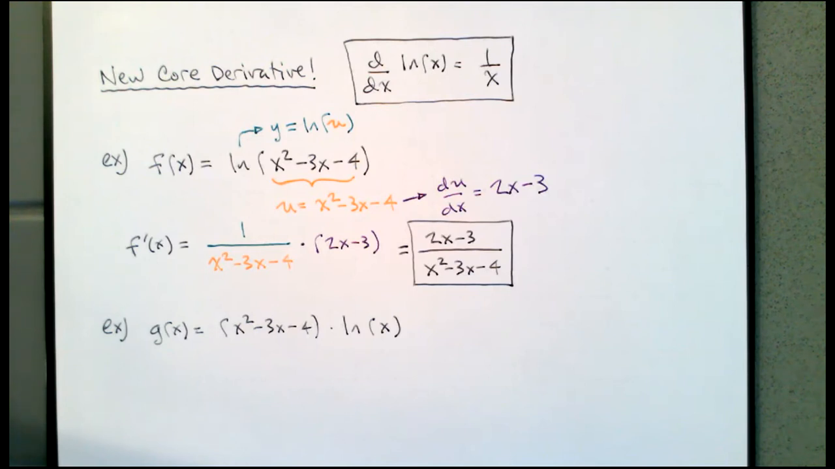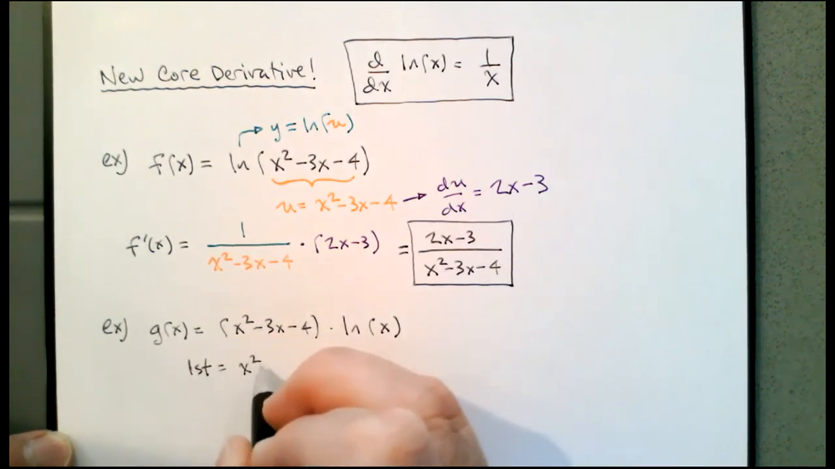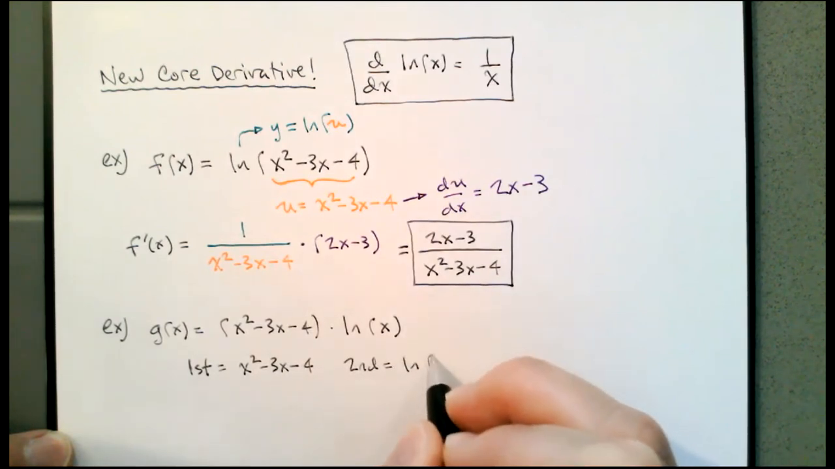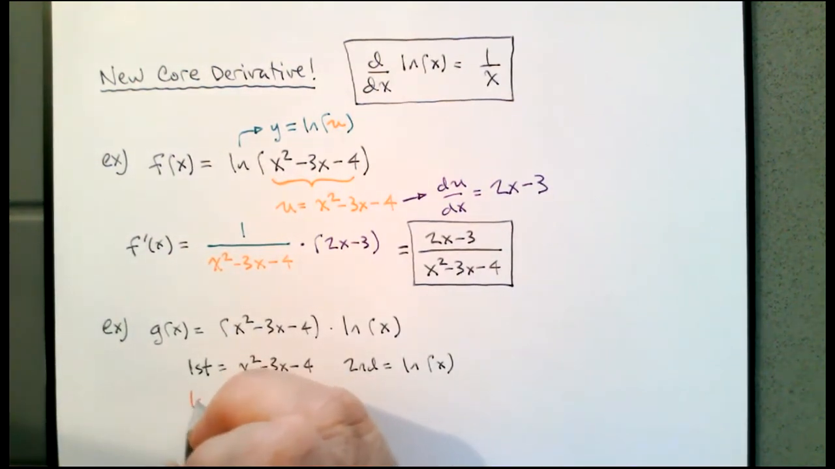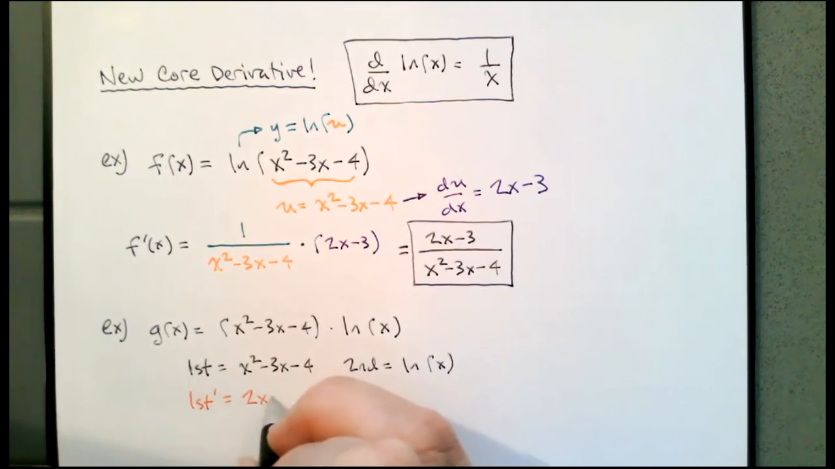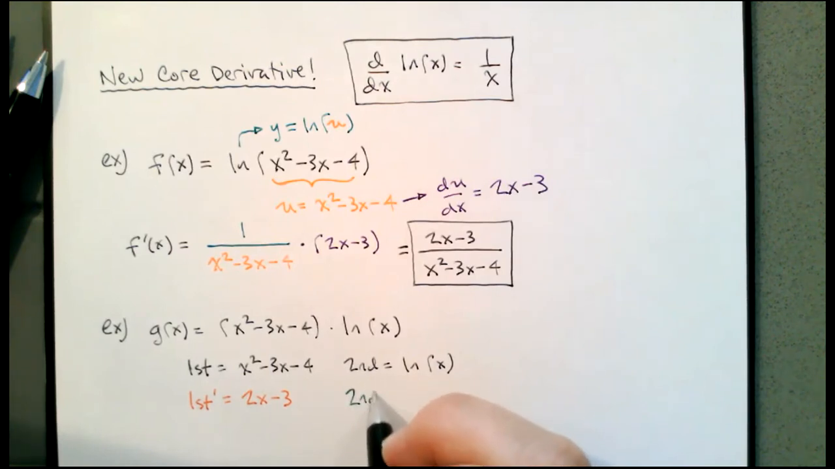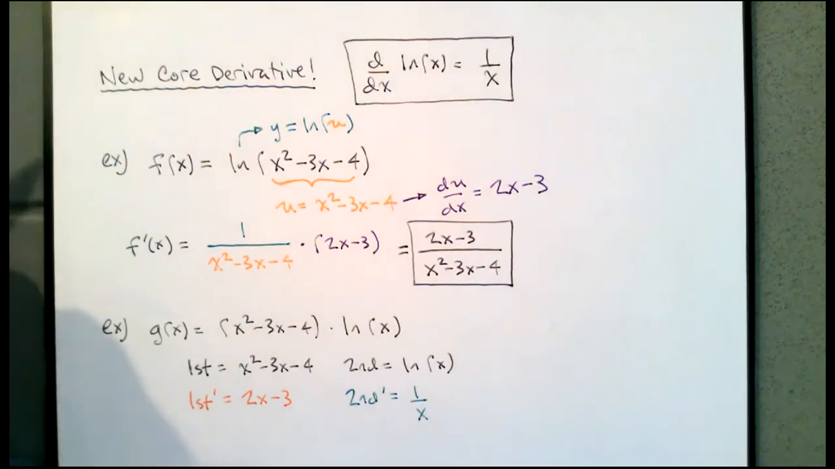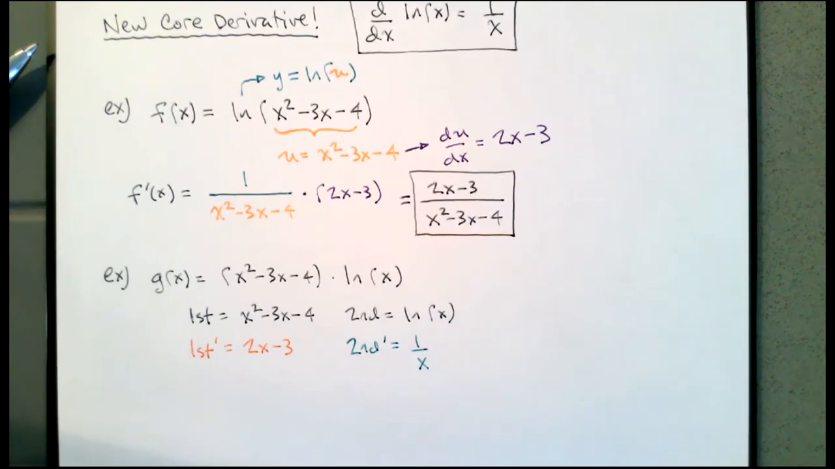So I'm going to identify a first and a second, and then use the product rule. So the first will be x squared minus 3x minus 4, and the second will be the natural log of x. The derivative of the first is 2x minus 3, and the derivative of the second is 1 over x. Using our new shiny core derivative.